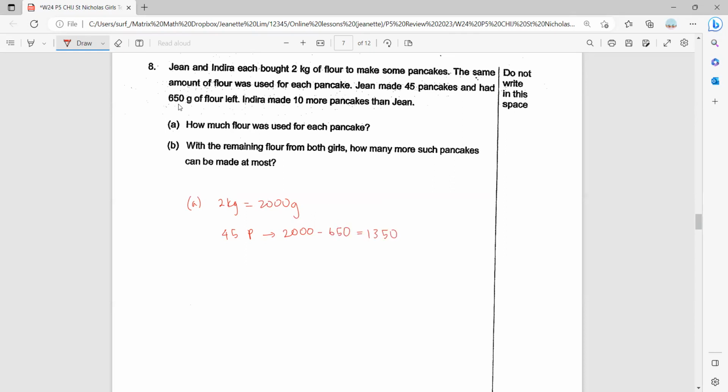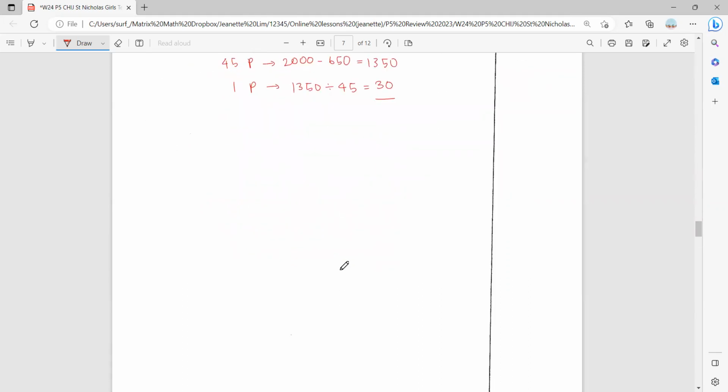So that's 1,350 grams. So for 1 pancake, 1,350 divided by 45. So I get 30. So this is my answer for 1 pancake, 30 grams.